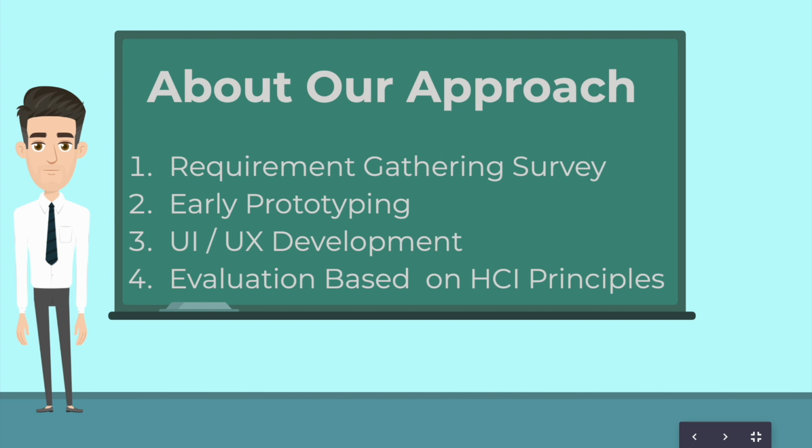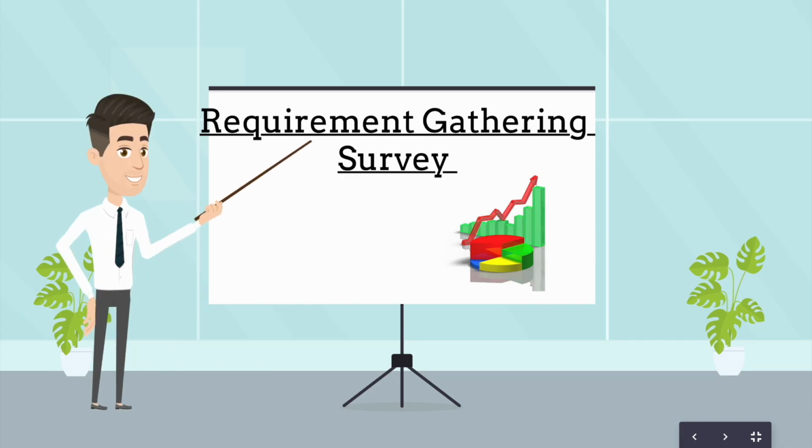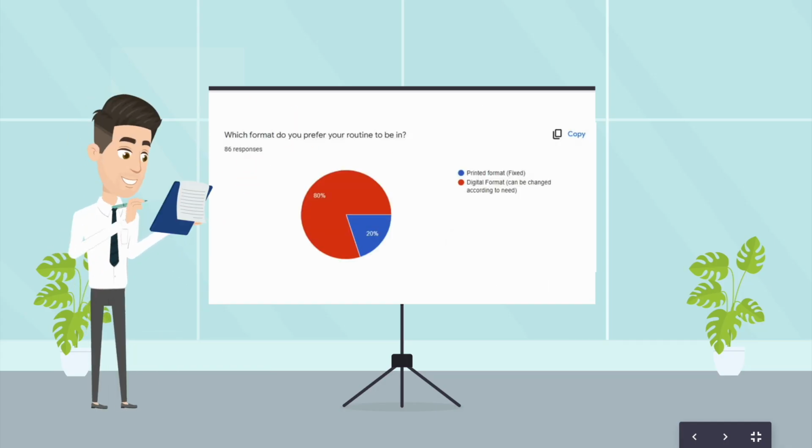Our method goes through a pipelined approach of understanding the users' needs and requirement preferences. We identify and better understand the users. After understanding the users, we develop the initial design prototypes. We design a UI, UX, then we perform evaluation based on some of the HCI principles. Then we perform a requirement gathering survey.